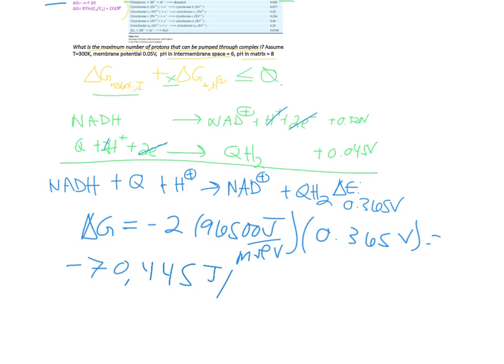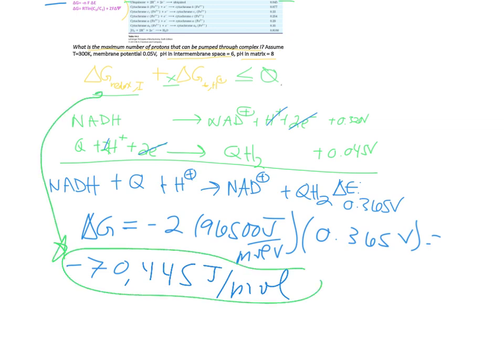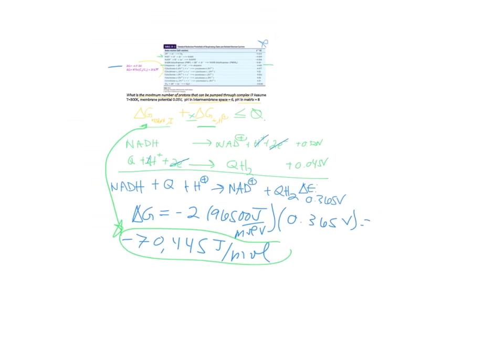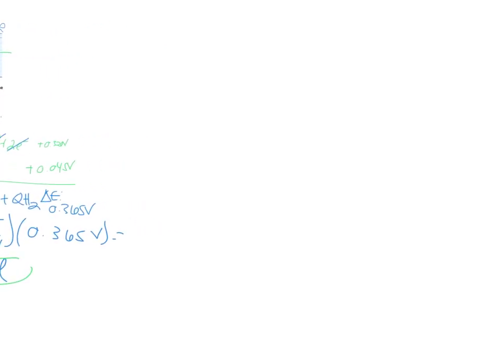Negative 70,445 joules per mole. Okay, and this makes sense to me because Q has a higher reduction potential than NAD, and therefore if we pass from NADH to Q, we should have a favorable passing of electrons, which we do, and of course favorable means negative. Okay, so I now have this number is going to go in here, and now I need to do my delta G of transport. And I guess I'll just slide over and do it to the side.